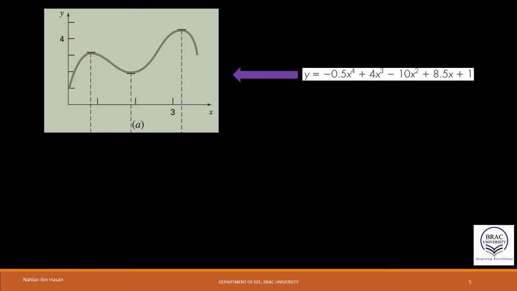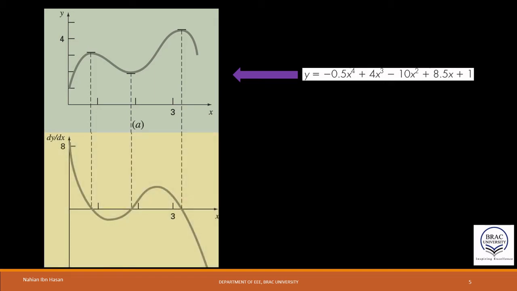Okay, so if we differentiate the values of y, we will have a new curve, that means the differential curve, that looks something like this. That means this is the curve of y and this is the curve of dy by dx, the differentiation of y with respect to the independent variable x. Now let's see how we can actually get this curve from the original curve, how we can derive this curve.